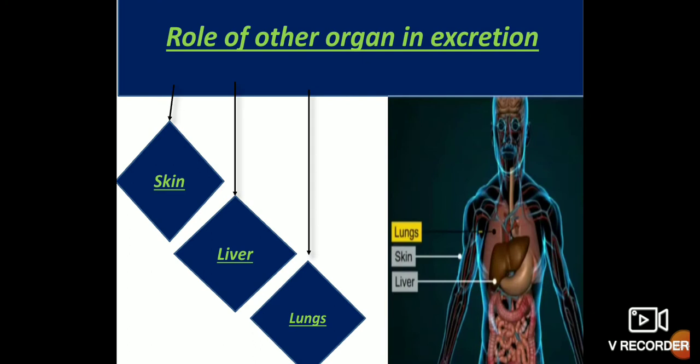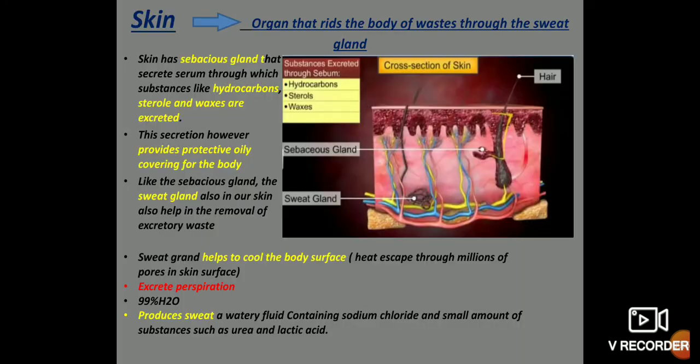Along with the kidneys, the skin, liver, and lungs also help in the removal of certain waste from our body. Our skin has the sebaceous gland that secretes serum through which substances like hydrocarbon, sterol, and waxes are excreted. This secretion, however, provides a protective oily covering for the body. Like the sebaceous gland, the sweat gland in our skin also helps in the removal of excretory waste. These glands produce sweat, a watery fluid containing sodium chloride and a small amount of substances such as urea and lactic acid. Moreover, sweat also helps to cool the body surfaces.